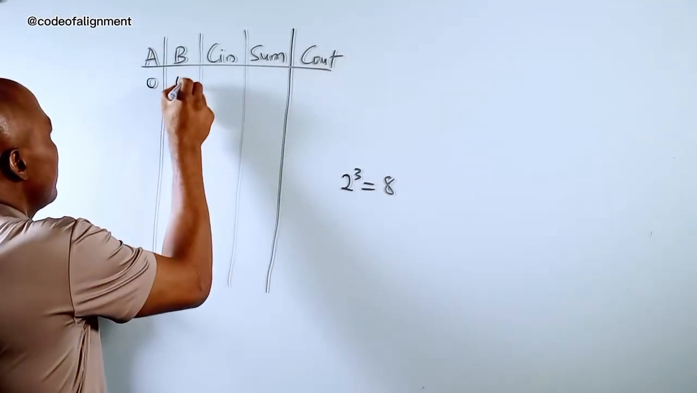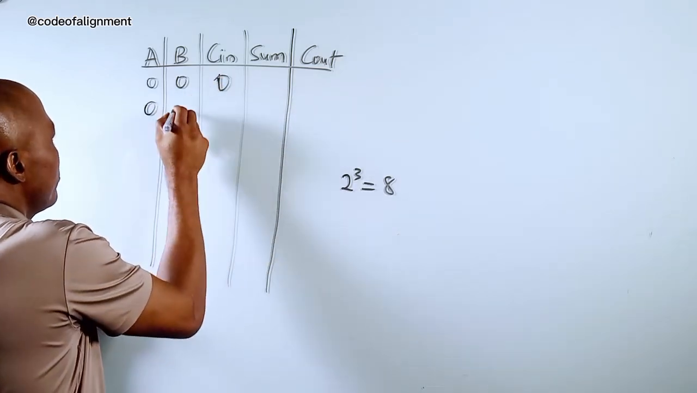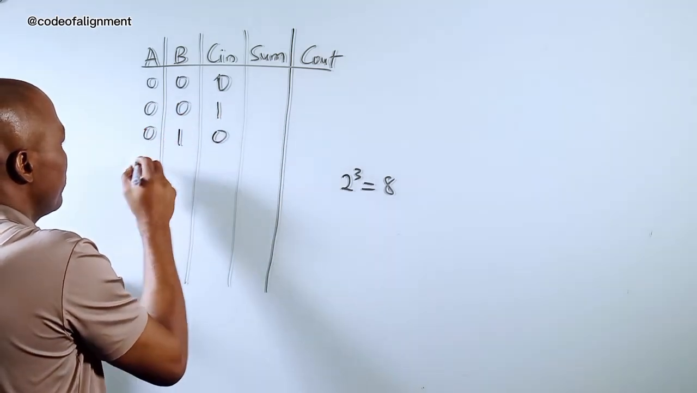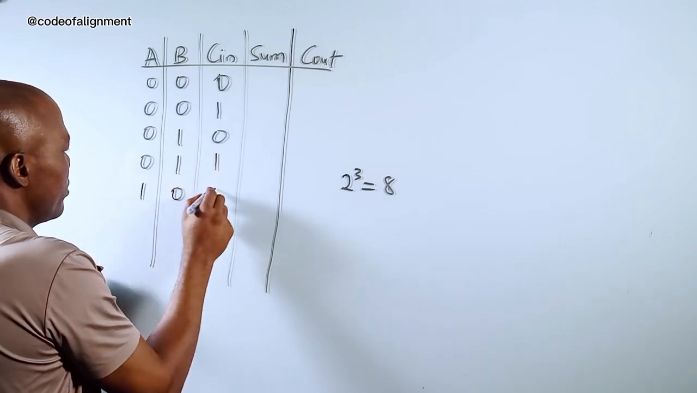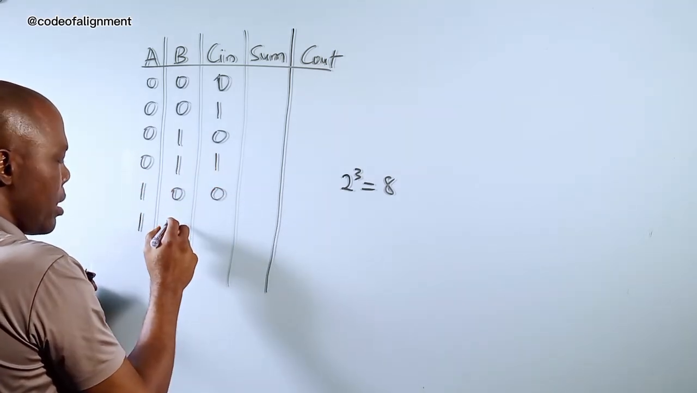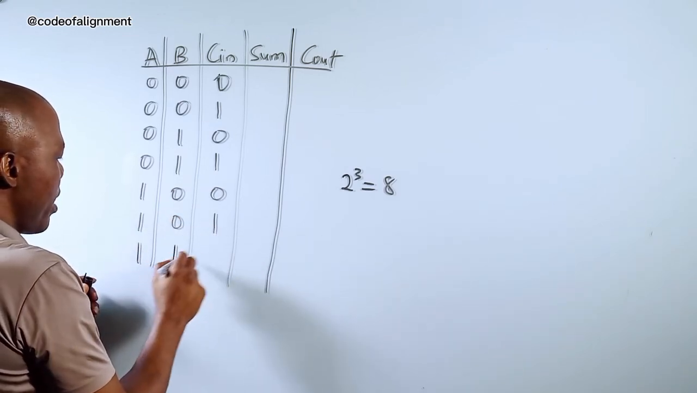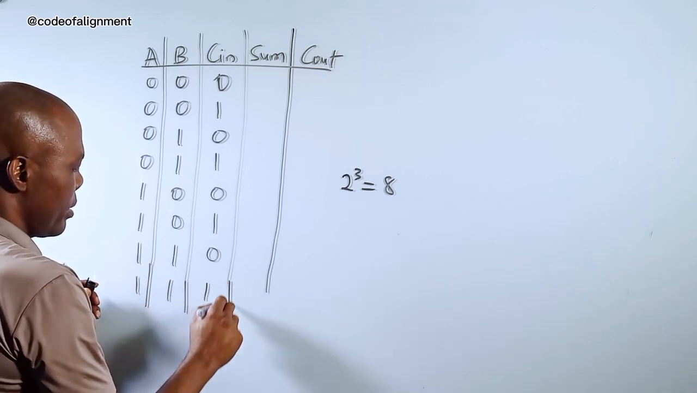So 0, 0, 0; 0, 0, 1; 0, 1, 0; 0, 1, 1; 1, 0, 0; 1, 0, 1; 1, 1, 0; 1, 1, 1.